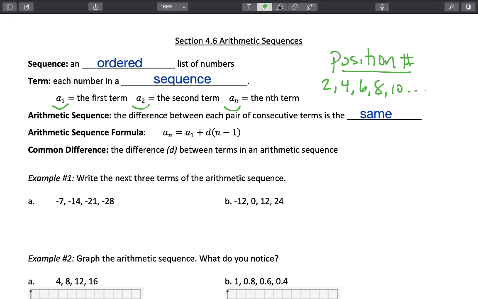All right, let's talk about our topic today, which is arithmetic sequences. An arithmetic sequence is a sequence that has a common difference, or a constant difference, between terms. And the example we just gave up above is an arithmetic sequence. It has a common difference of positive 2 between terms.